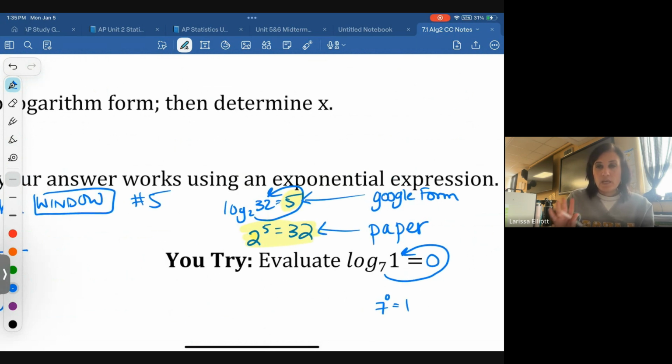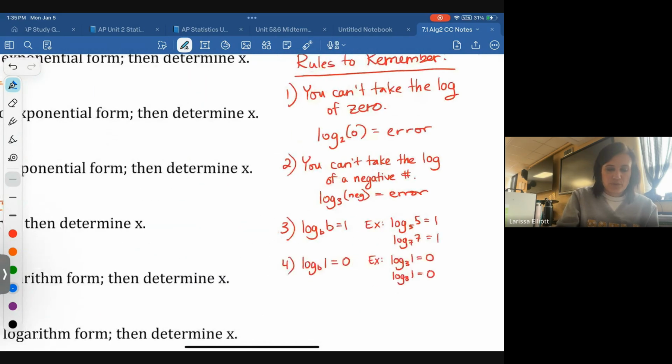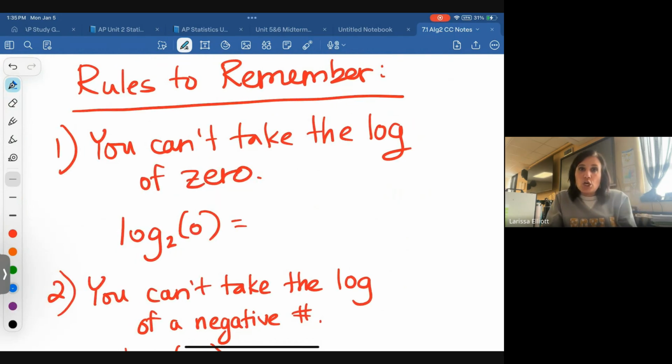Okay, I've got a few rules for you. Number 1, let me erase these real quickly. First rule, you can't take the log of 0. And that's because the answer for an exponent problem can't be 0, right? I told you that you'll never quite get to 0. So since the answer to an exponential problem can't be 0, you can't take the log of 0.